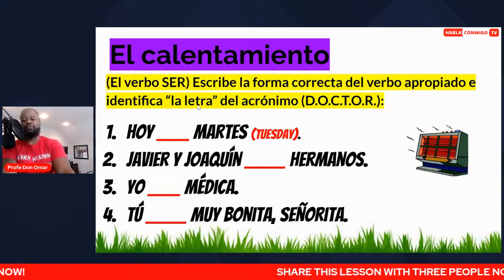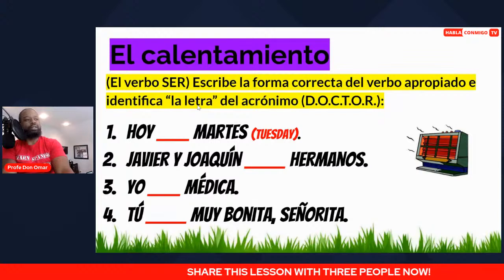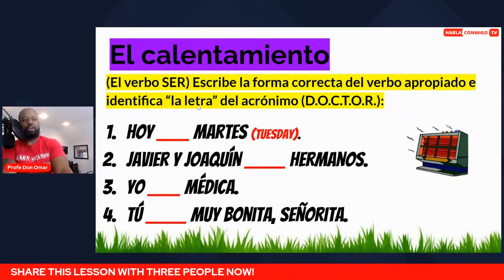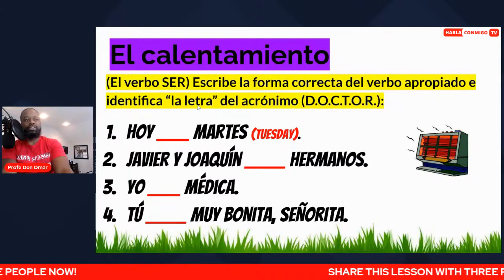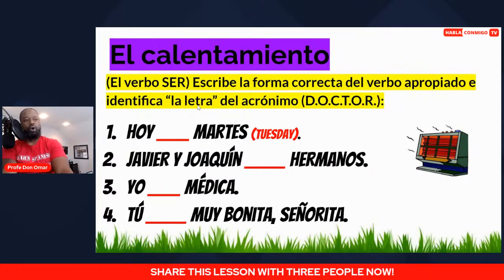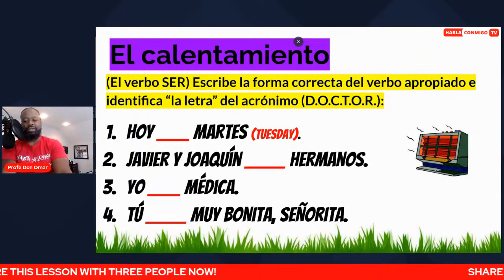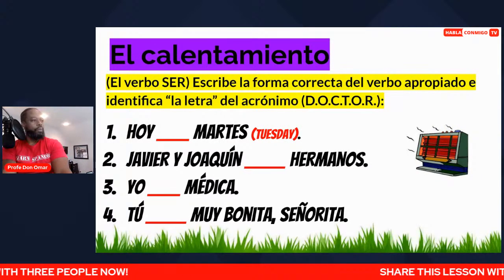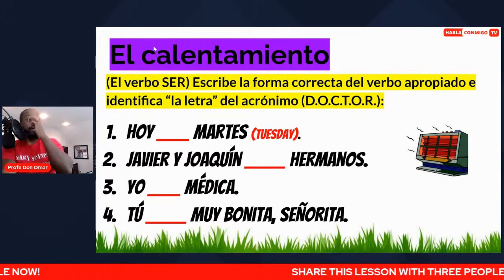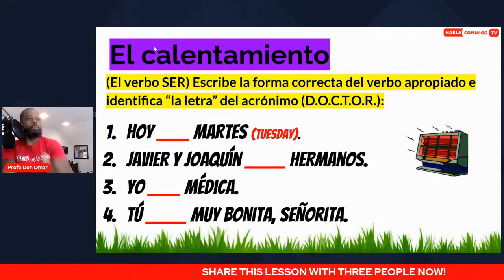We've got D for day or date. The O is for occupation, the first O. The C is characteristics. T is for time. The second O is origin. And the last, the R, is relationship. All right. So we want to make sure. Yes, that is correct. Excelente, señor. Muy bien. Número dos, Javier y Joaquín blank hermanos.